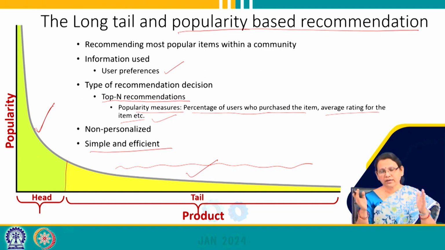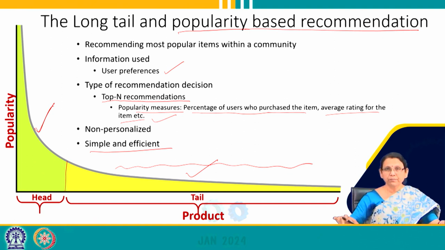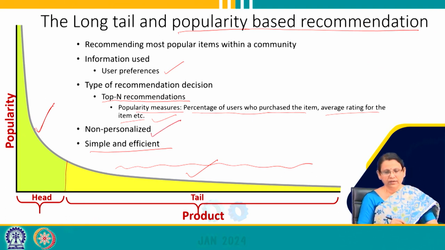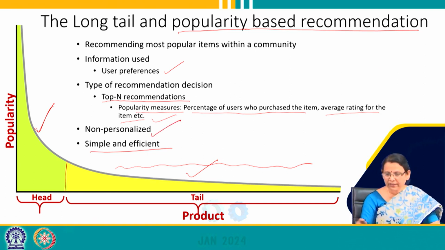You must have noticed that if, let us say, your mobile screen is very small, you will probably get the top 2 recommendations. If your laptop screen is large, you will get a larger number of recommendations. But whatever may be the case, if it is a popularity based recommendation, whatever you are getting, the same thing I am also going to get. So, it is a non-personalized recommendation. Okay, so this is a simple one.